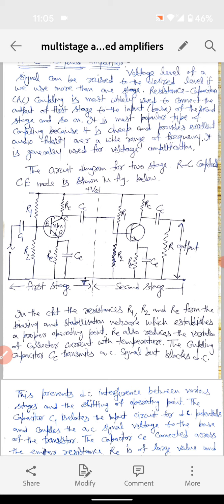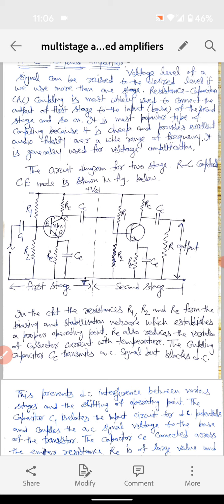As I told you, we can actually have three or more stages coupled, but in our syllabus part we will study the two stage RC coupled amplifier. And as I just mentioned, this is the most powerful and popular type of coupling device for voltage gain enhancement. Why? Because, first, it is cheap, and it provides excellent audio fidelity over a wide range of frequency. The gain which we get over the large frequencies is quite high.